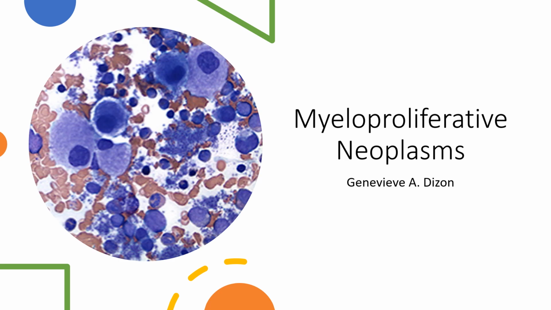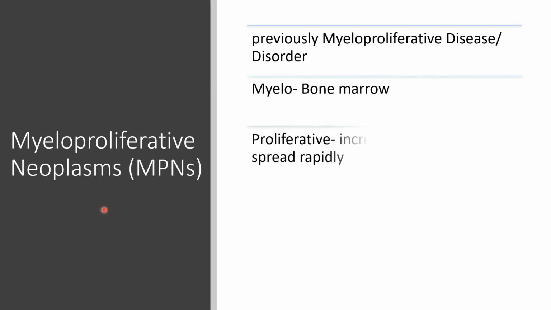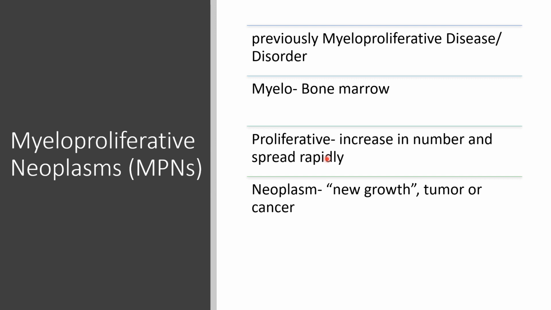Hello again, everyone. This video will be discussing the different types of myeloproliferative neoplasms. Myeloproliferative neoplasm is previously known as myeloproliferative disease or myeloproliferative disorder. To understand the general concept of MPN, we simply have to dissect the words. Myelo means from the bone marrow, proliferative means an increase in the number and a rapid spread. Neoplasm means new growth, and in this case, we are referring to the growth of tumors or cancer cells.